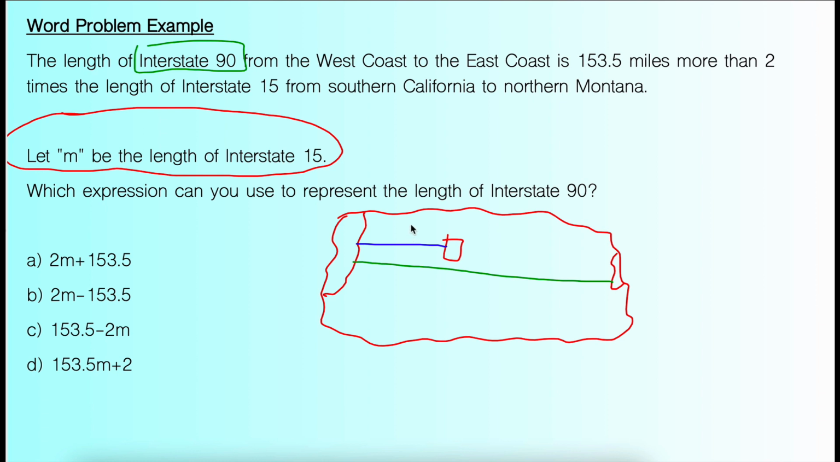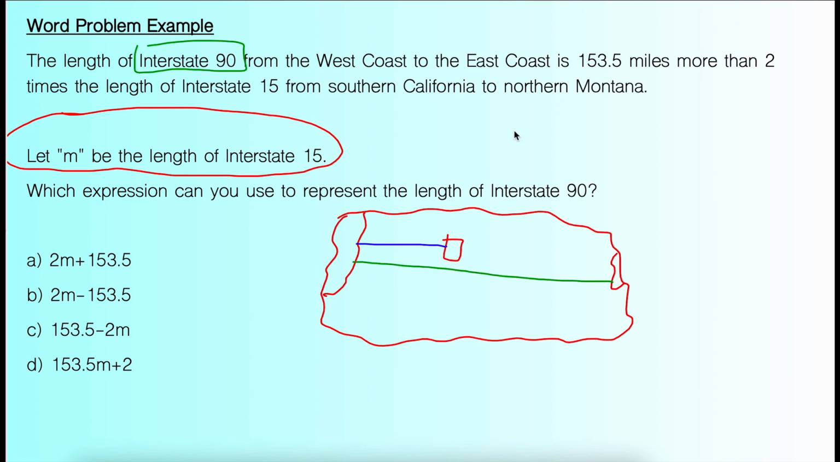All right, the length of Interstate 90, the big one, is the same thing as doubling Interstate 15 and 153.5 miles more than that. Well, what does that look like as an algebraic expression? So first off, I'll pause and let you take a guess. Is it answer choice A, answer choice B, C, or D?